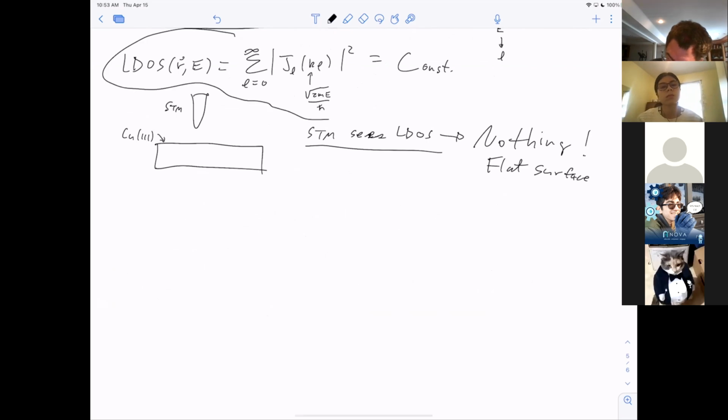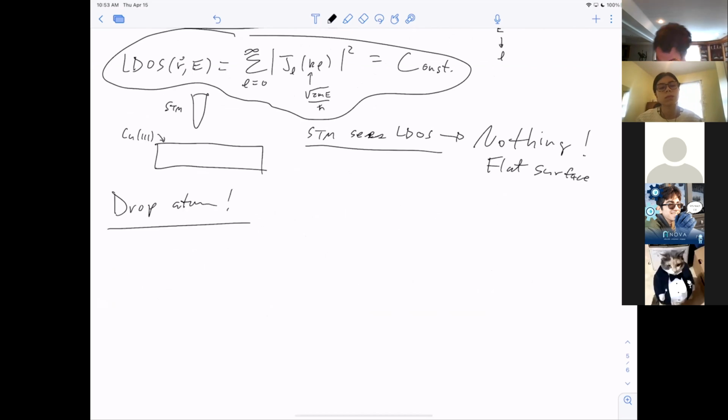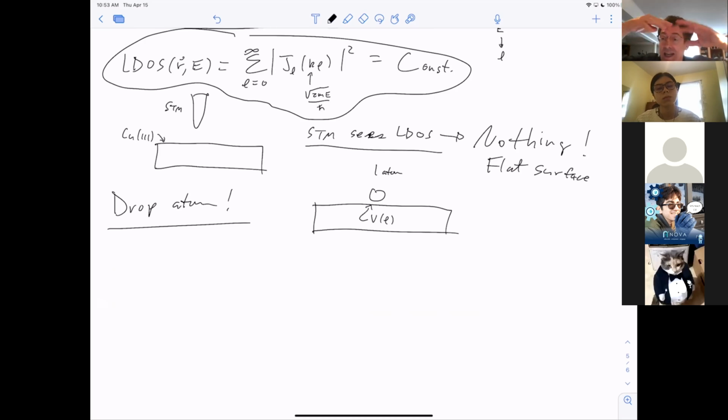Okay, now let's do the next thing. Now let's drop the atom. Now we have this situation. Now I have one atom. This atom creates a potential, V of rho, and that potential is localized. It's pretty local to the atom, but electrons swimming around are going to hit that atom and feel a potential, and that potential will be cylindrically symmetrical, V of rho.